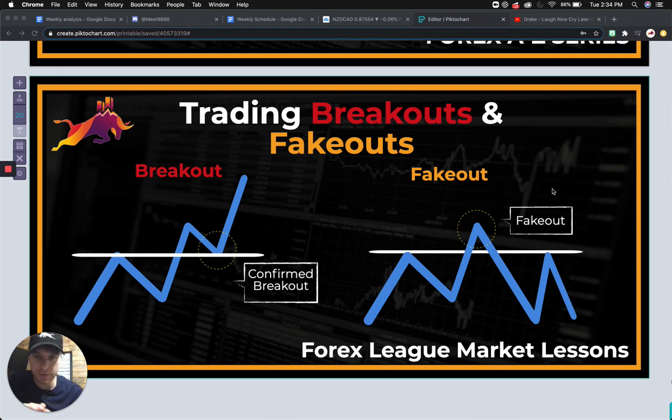Okay, so we're going to start off here on this little diagram that I made for you guys. Very simple. This blue is just price action. These are both bullish scenarios, but this color doesn't represent anything specific. We're literally just looking at the movement here. We're trying to identify breakout versus fakeout.